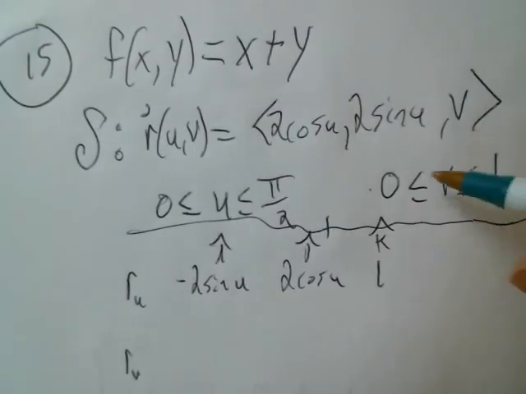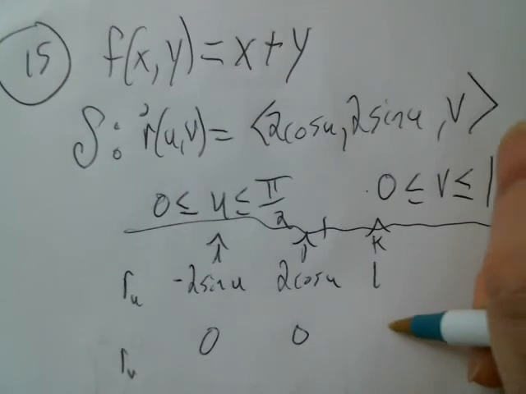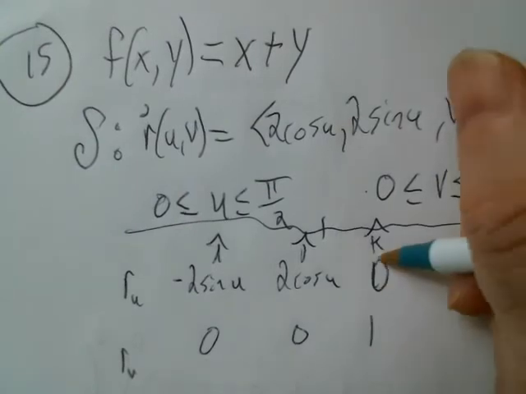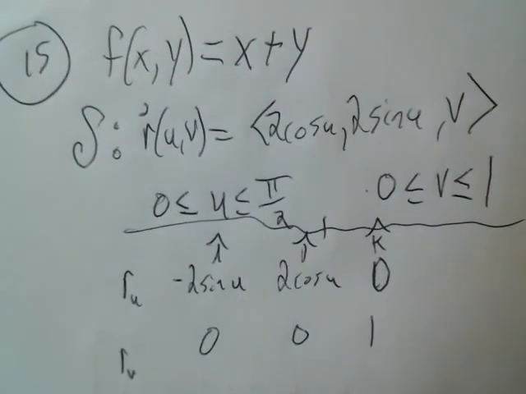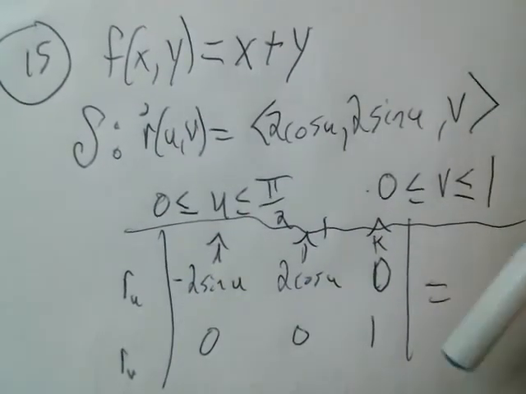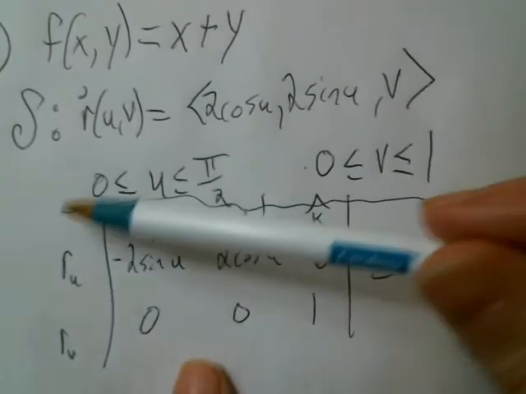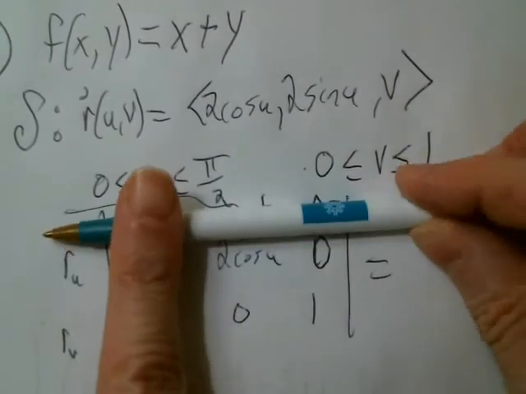And then down here, with respect to v, it's 0, 0, 1. Oh, 0, 0, yeah, 1. This should be 0, sorry, with respect to u. Okay. Then I need the cross product of that, and then get the magnitude of it. But first, the cross product, cover those guys up.